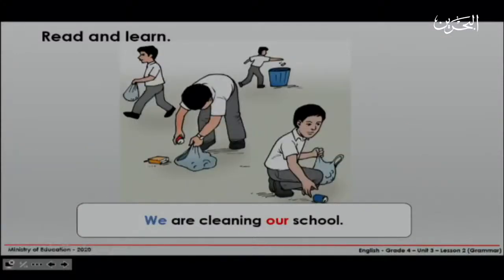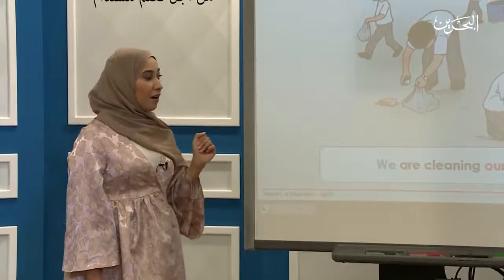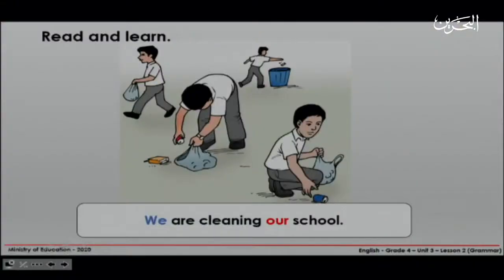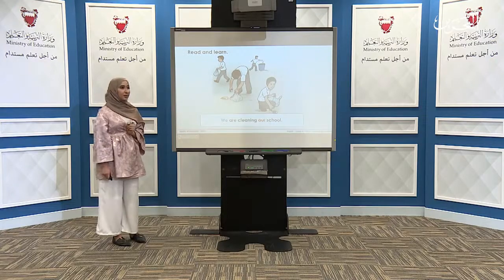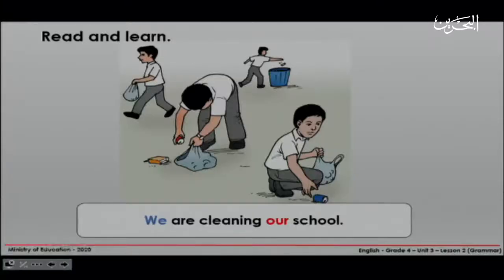Let's see the next sentence. We are cleaning our school. Now here these boys, they are talking about themselves. So we and our school, it means this is their school.